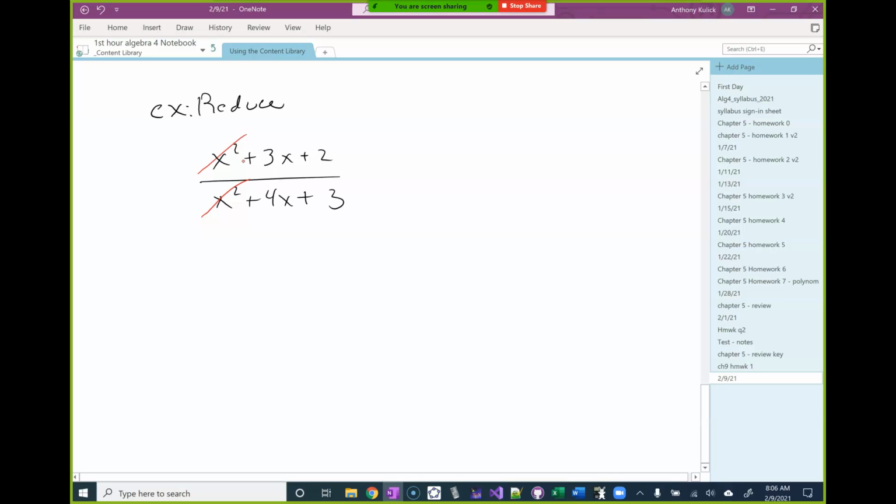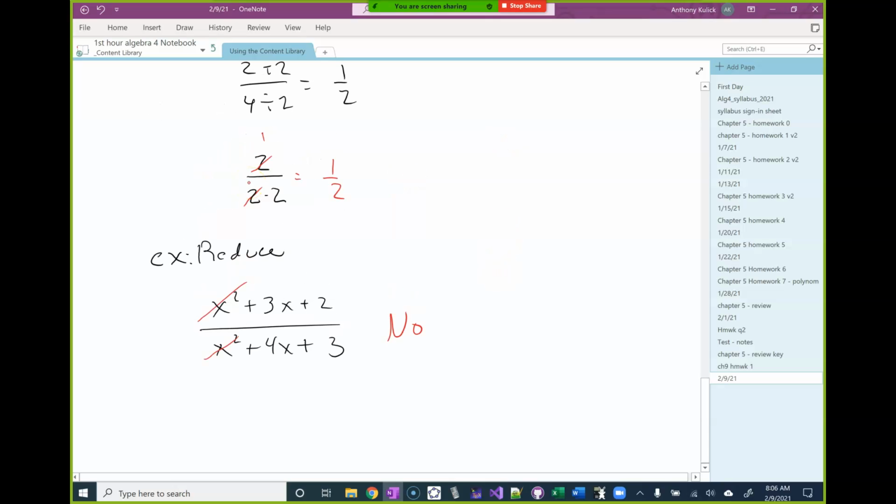Absolutely not. Very good. Why not? How is crossing those x squareds off different than when I cross these 2's off over here? Becker? Excellent. Yes, because in the polynomial case, we have addition symbols in between the terms rather than multiplication symbols. If you have everything being multiplied, you can cross things out. If you have pieces being added or subtracted, you cannot cross out addition and subtraction pieces. Everybody's okay with that idea? Okay.